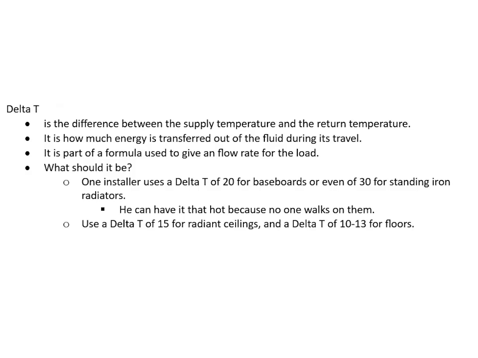Some LoopCAD system circuit design considerations. Delta T is the difference between the supply temperature and the return temperature. It is how much energy is transferred out of the fluid during its travel. It is part of the formula used to give a flow rate for the load. What should it be? One installer used a delta T of 20 for baseboards or even 30 for standing iron radiators. He can have it that hot because no one walks on them. Use a delta T of 15 for radiant ceilings and a delta T of 10 to 13 for floors.